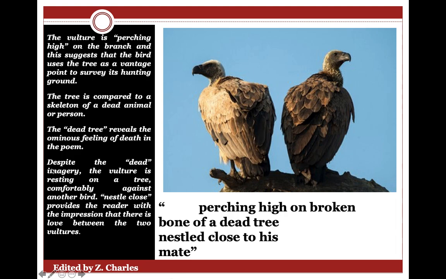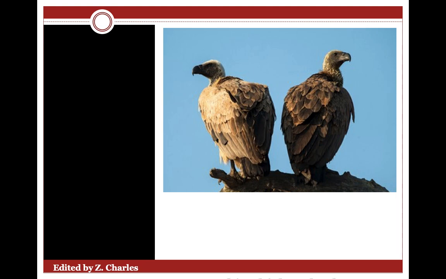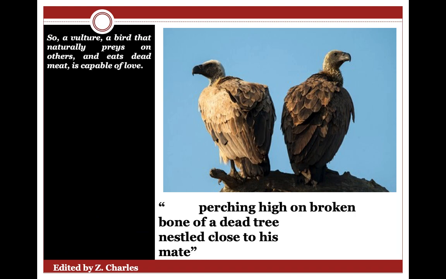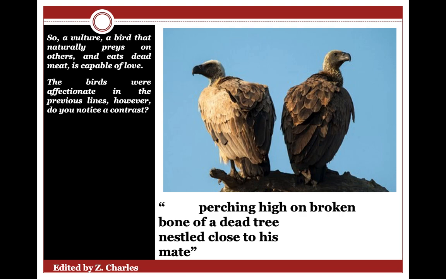So I'm just going to read this last section again. Right? Despite the dead imagery, the vulture is resting on a tree comfortably against another bird. Right? They nestle close, and these words provide the reader with the impression that there is love between the two vultures. Okay. So, a vulture, a bird that naturally preys on others and eats dead meat, is also capable of love. So, think about that. Even though a vulture eats dead meat and preys on dead or sick animals or people, right? They are also capable of love. So that's what the poet is trying to relay here in this section of the poem.